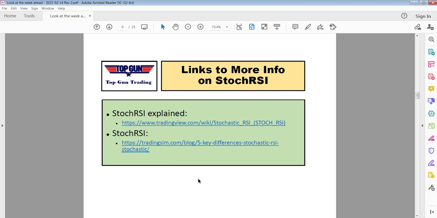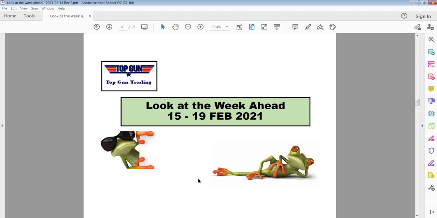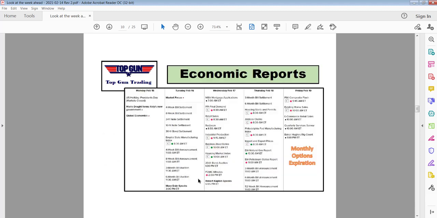All right, let's go ahead and look at the week ahead for the 15th to the 19th. The 15th is a holiday, so the markets are closed. We have Empire State Manufacturing Index at 8:30 on Tuesday before the open, and nothing the rest of the day that I see to worry me at all.